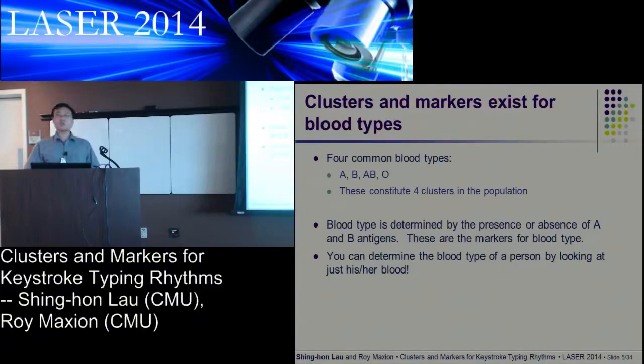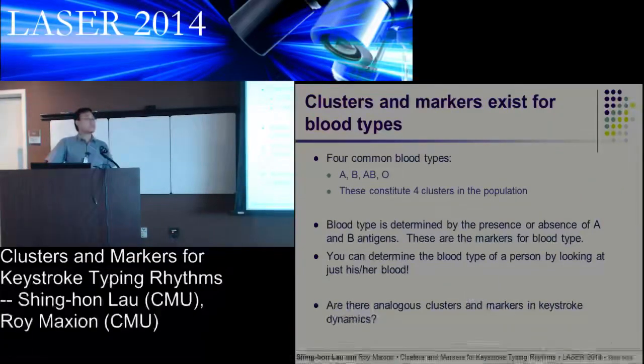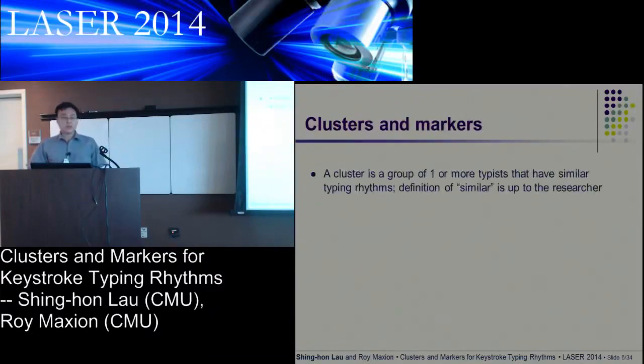And so the way this work got started was that we posed the question: are there analogous clusters and markers in keystroke dynamics? To formally define this, at least for the purposes of this talk, when I talk about a cluster, I'm referring to a group of one or more typists that have similar typing rhythms. I'll leave the definition of similar up to the researcher, and there's a particular definition I'll use for this work that you'll see in a couple of minutes.